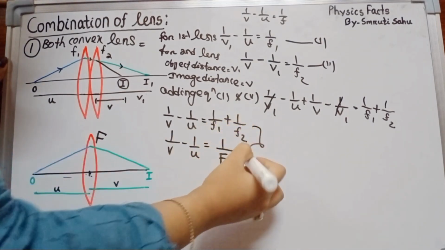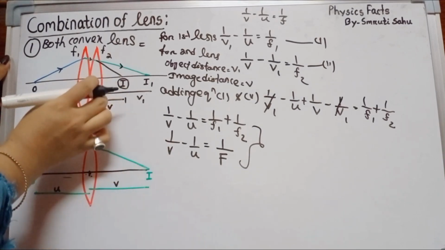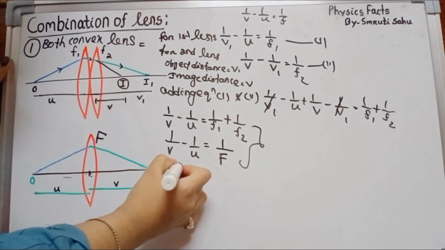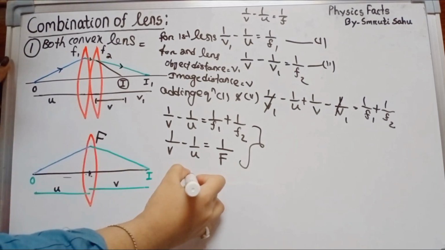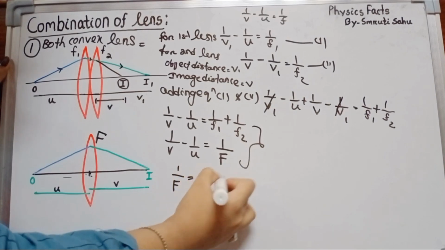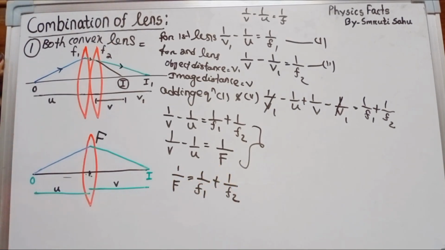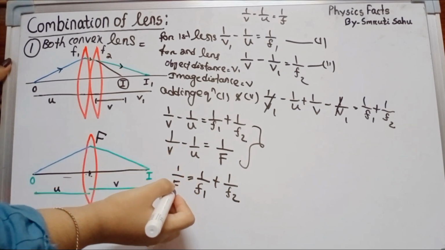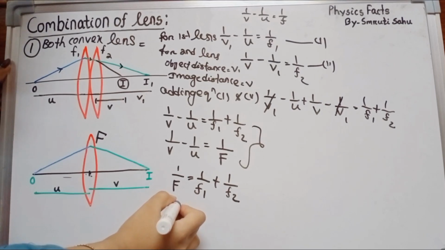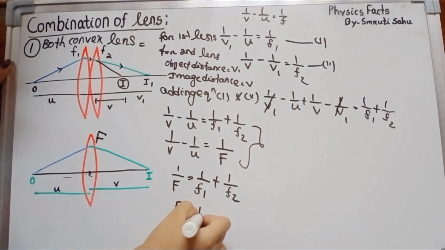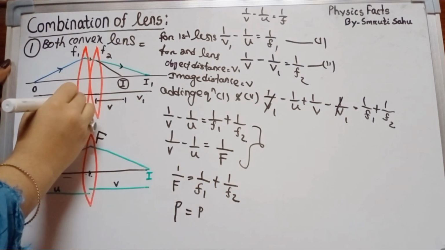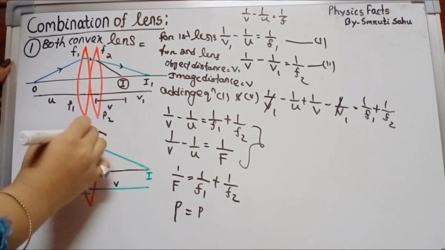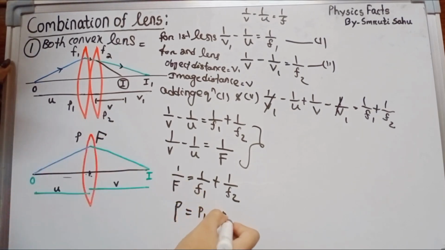So what did you get from these two equations? The combination of two convex lenses. So what is the total focal length? 1 by f equals 1 by f1 plus 1 by f2. Okay, student? As we know, 1 by f is the power. Power is the reciprocal of focal length. So the total power equals 1 by f1, the power of the first lens, and 1 by f2, the power of the second lens. So the total power P equals P1 plus P2.